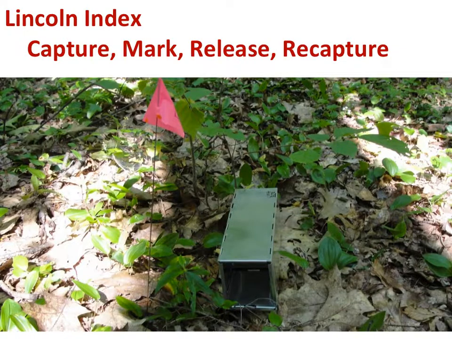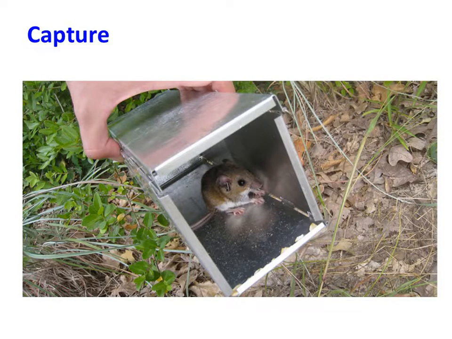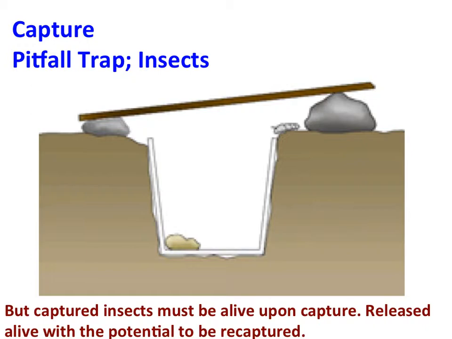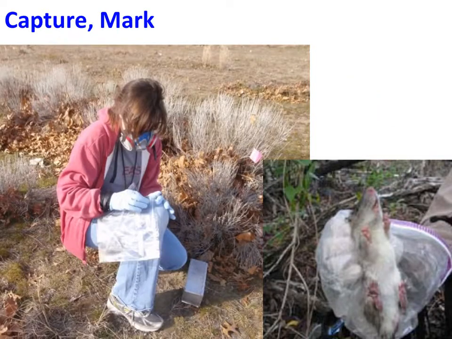It goes like this. Traps are placed in the ecosystem to capture animals. Captured animals will be marked and released back to the general population. Pitfall traps could be used to capture insects, but captured insects must remain alive upon capture and must be released alive with the potential to be recaptured. Again, animals in a known area are captured and marked and released to mix with the general population.